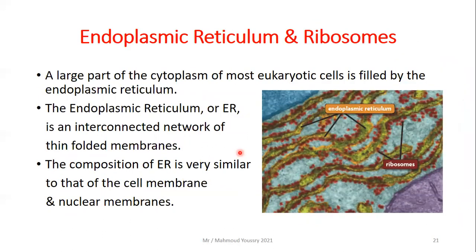Then another organelle, the endoplasmic reticulum, and ribosomes. We will talk about them together. A large part of the cytoplasm of most eukaryotic cells is filled with endoplasmic reticulum. The endoplasmic reticulum, abbreviated as ER, is an interconnected network of thin, folded membranes. The composition of the ER is very similar to that of the cell membrane and the nuclear membranes.